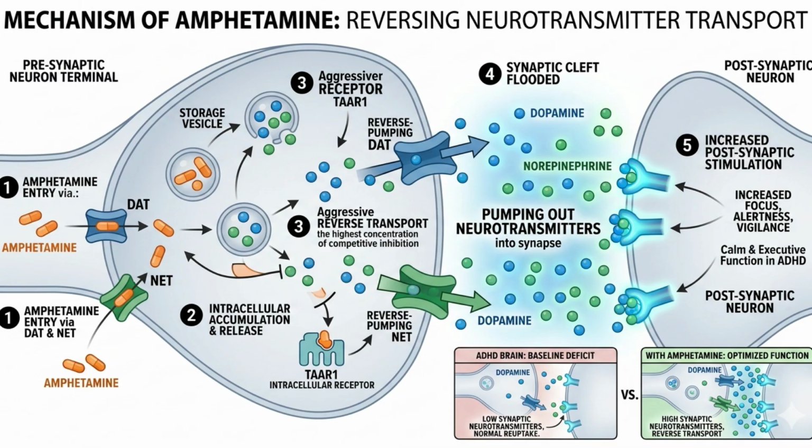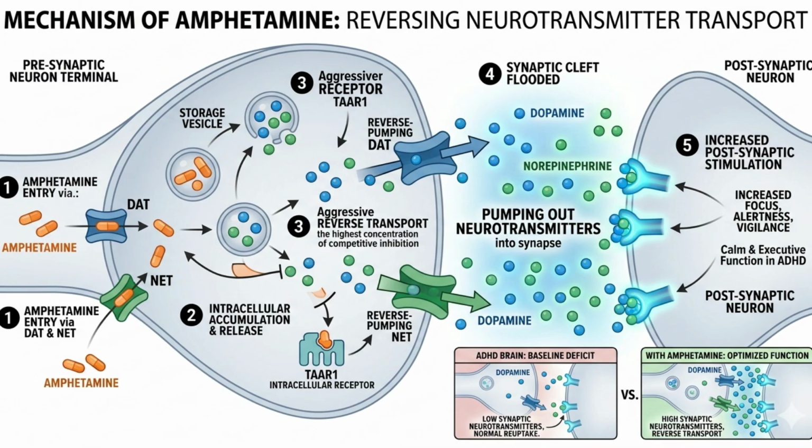In step 3, the free-floating amphetamine binds to an intracellular receptor called TAR1, trace amine-associated receptor 1. Activating TAR1 triggers a massive internal signaling cascade. At normal therapeutic doses, this cascade essentially hacks the neuron's infrastructure. It commands the vesicular transporters to stop storing catecholamines and prepares the cell for a massive structural shift.